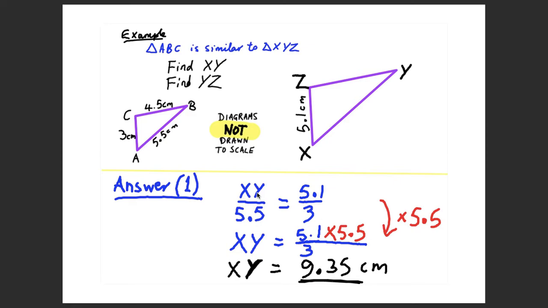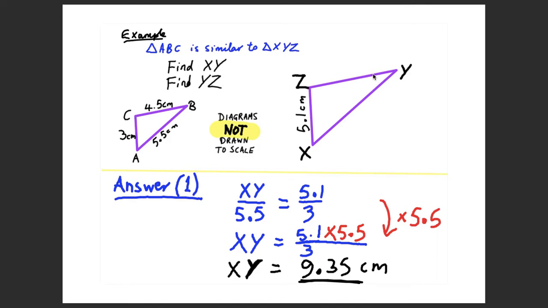Now I don't want to know what XY divided by 5.5 is, I want to know what a whole XY is. So I need to multiply everything by 5.5 to get a whole XY. But because an equation is like a balance, I need to do exactly the same on the left as I do on the right. So multiplying both sides by 5.5, I get XY equals 5.1 times 5.5 divided by 3. And that's all numbers, so you can just punch it into the calculator and you get that XY is 9.35. So that's 9.35.